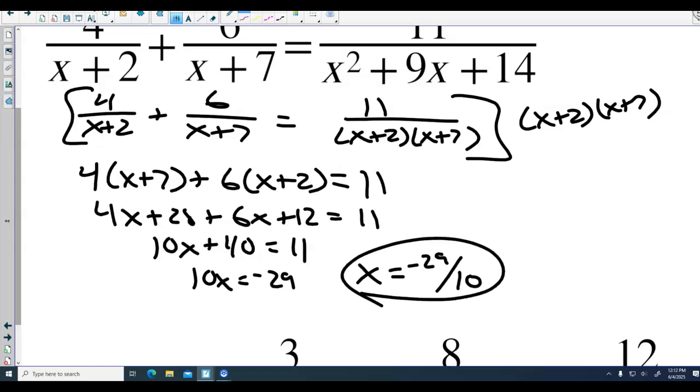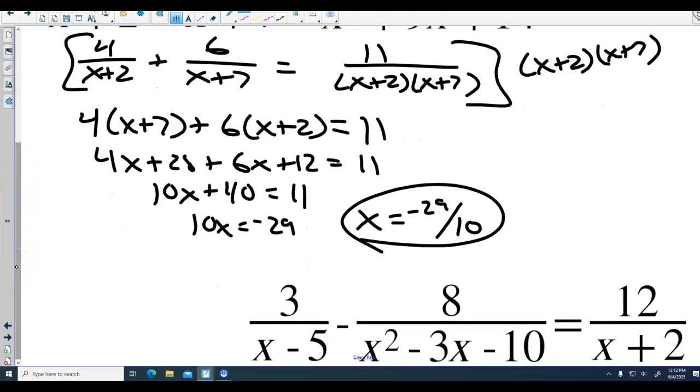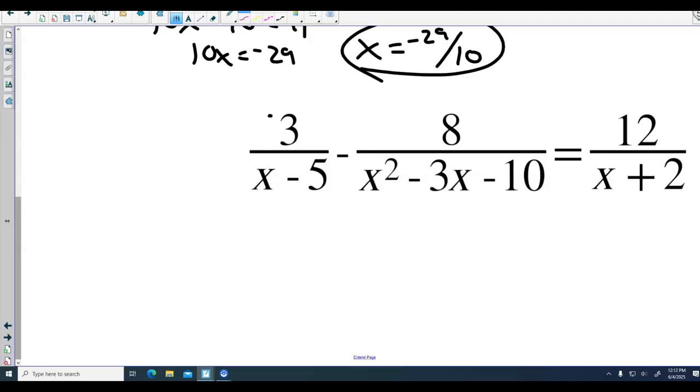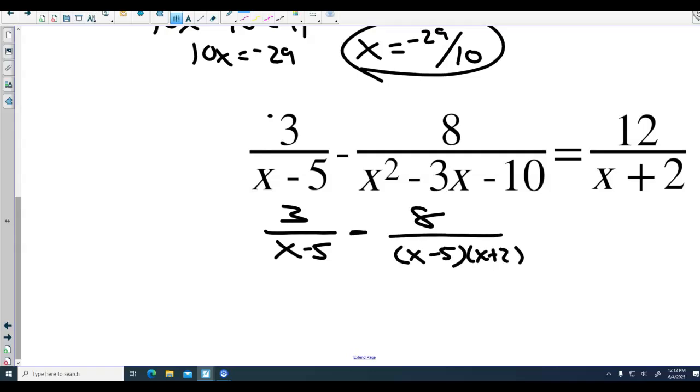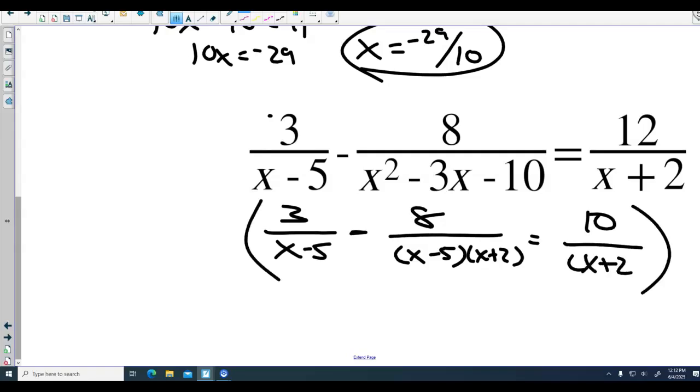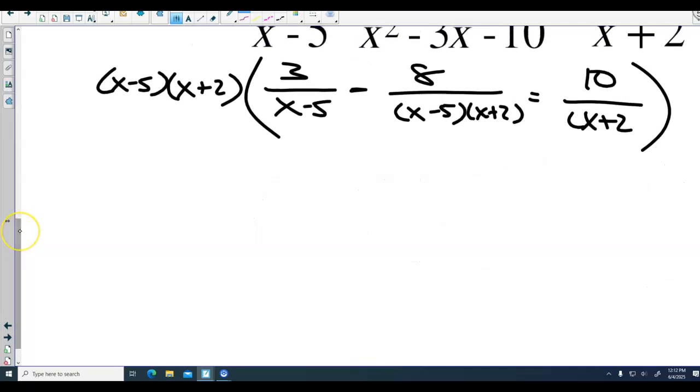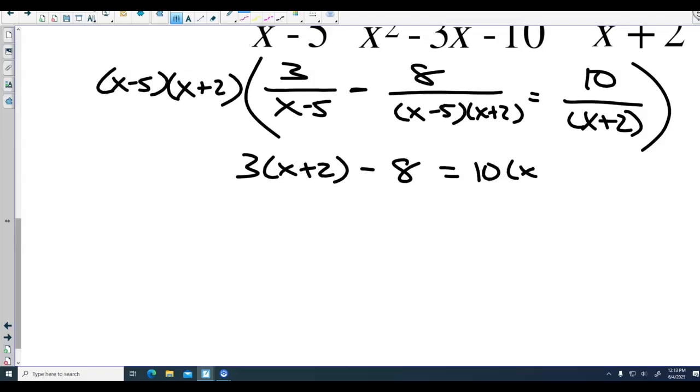And that's it. It actually is easier when the problem is formatted in this fashion. 3x minus 5, it does not matter where the trinomial is. x minus 5, x plus 2, when I factor the bottom here, and 10 over x plus 2. x minus 5, x plus 2. And we multiply to everything. So the x minus 5 cancels. 3 times x plus 2. Minus 8 equals 10 times the x minus 5.